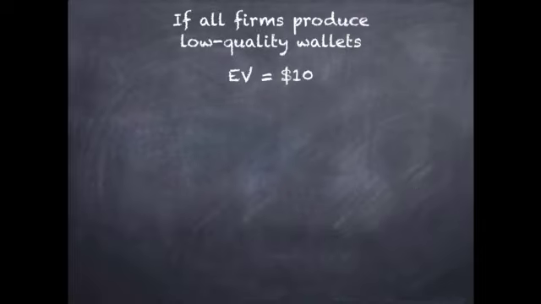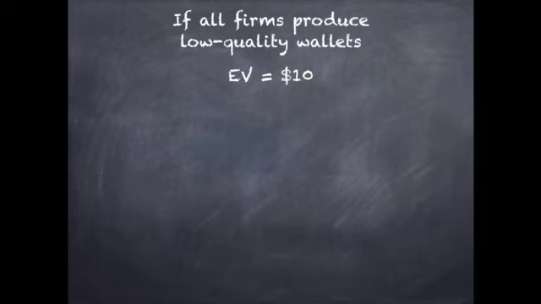So if all firms produce low-quality wallets, the expected value is going to be equal to $10. Why? Because remember, consumers value at the cost of production. Low-quality wallets cost $10 to produce. So 100% of the wallets are going to be low quality. Therefore, the expected value of the wallets is going to be equal to $10.